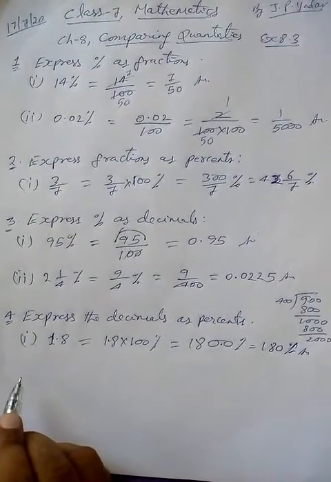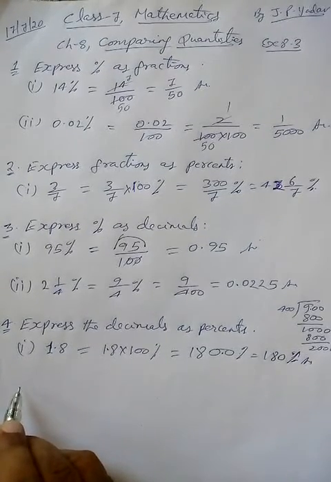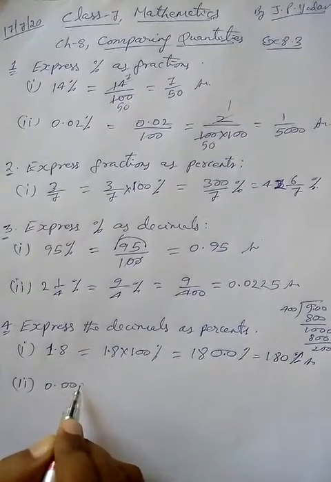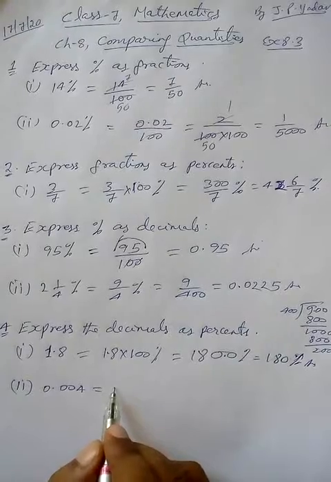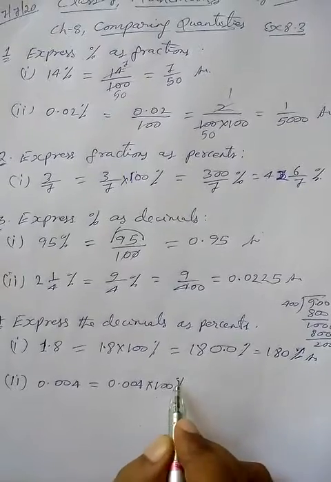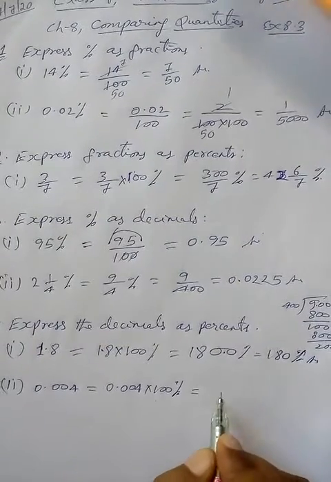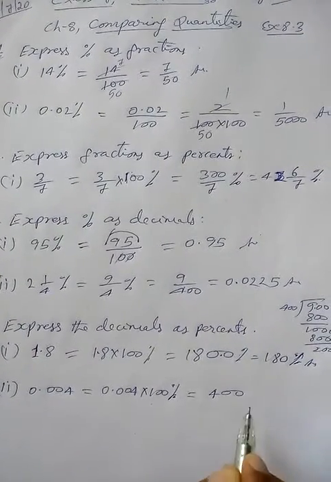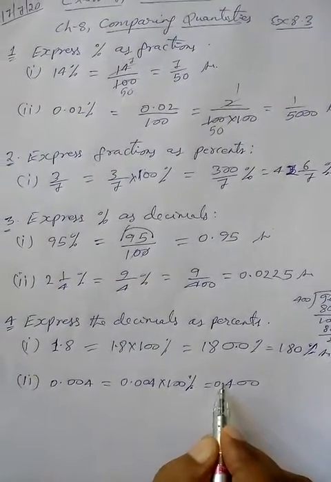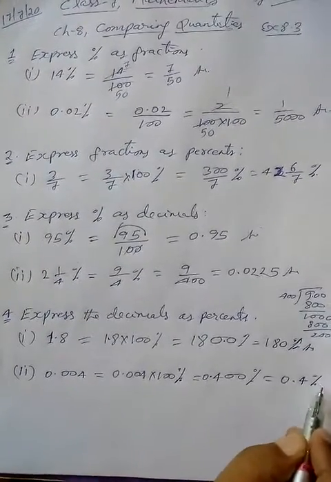One more in this. Let's do this one. Second part. 0.004. We have to change it into percent. Very simple. 0.004 into 100%. Any number to be changed into percent must be multiplied by 100. So it is 4 into 100 is 400. Decimal after 3 digits. 1, 2, 3. So this is your percent. You can write it as 0.4%. Answer.